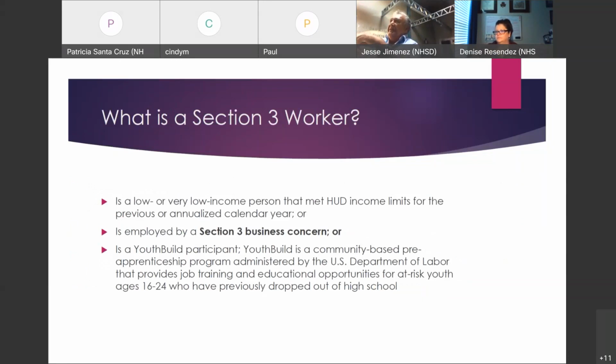So this is a new definition for a Section 3 worker, excuse me. A Section 3 worker is a low or very low income person that met the HUD income limits for the previous or annualized calendar year. Or it can be a person that is employed by a Section 3 business concern, or a YouthBuild participant, which is a Department of Labor program that provides job training and educational opportunities for at-risk youth who have previously dropped out of school.